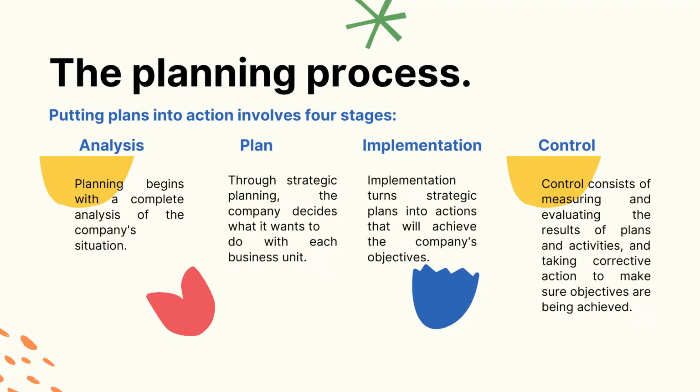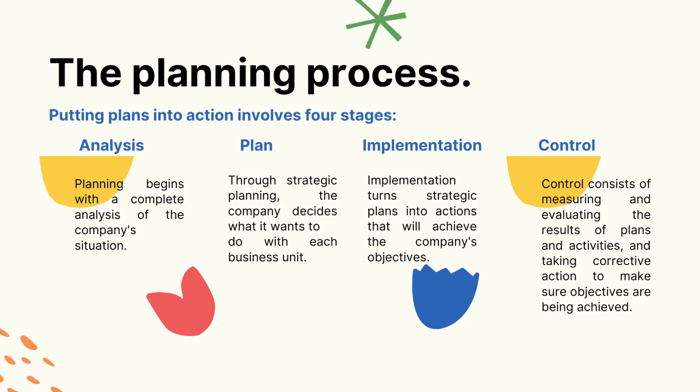Let's start with the planning process, which is really important for us to create a good marketing plan. Putting plans into action involves 4 stages. The first one is analysis. Planning begins with a complete analysis of the company's situation. The company must analyze its environment to find attractive opportunities and avoid environmental threats.